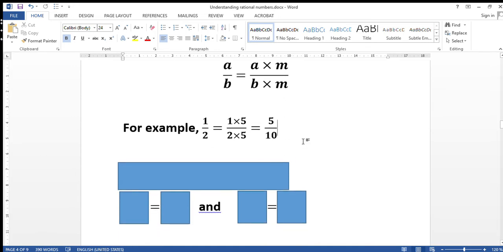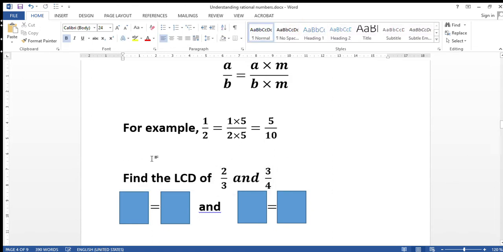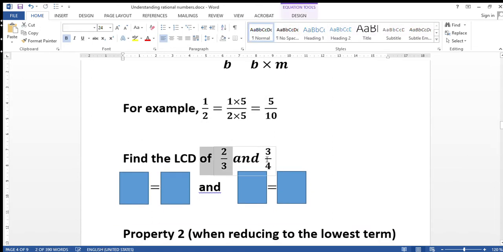I call this 'when finding LCD' because, for example, we have to find the LCD of two fractions. Say we have 2 over 3 and 3 over 4. Find the LCD, or the least common denominator. We need to find a common denominator for both of these fractions so that we can calculate with them. Find the LCD of 3 and 4. The answer is 12.